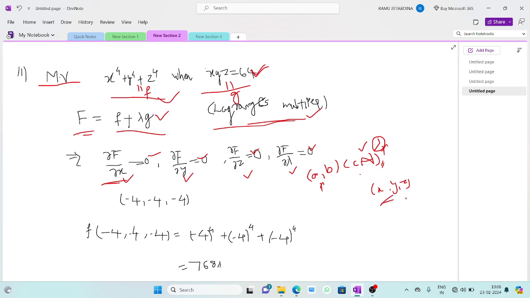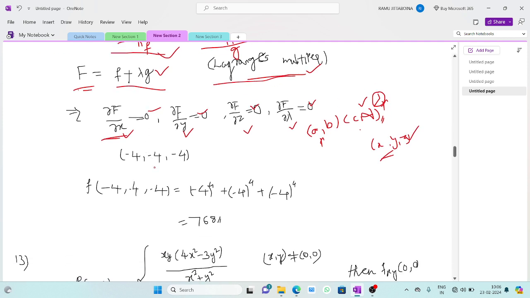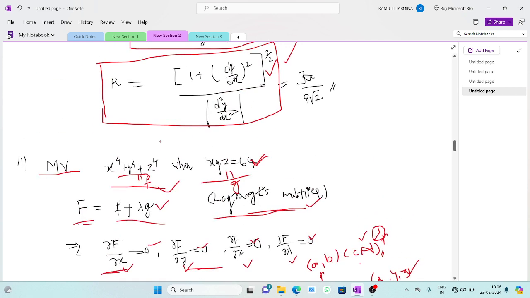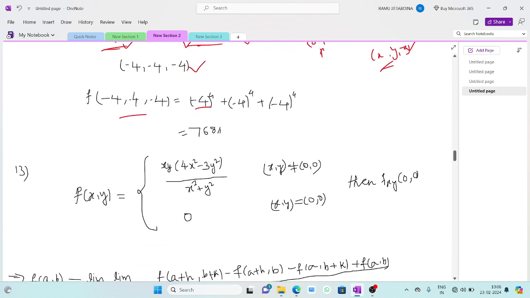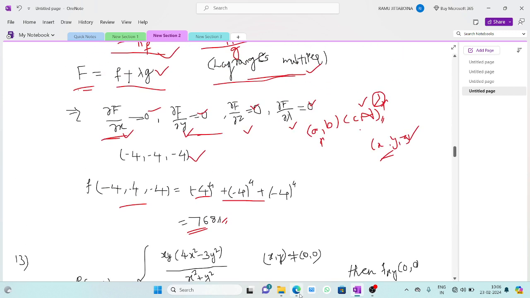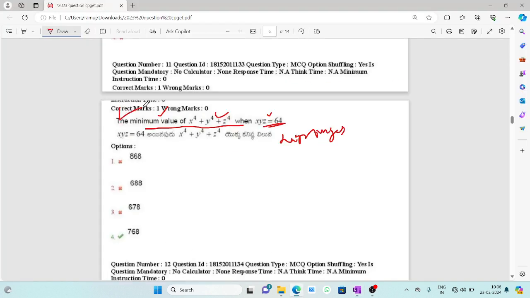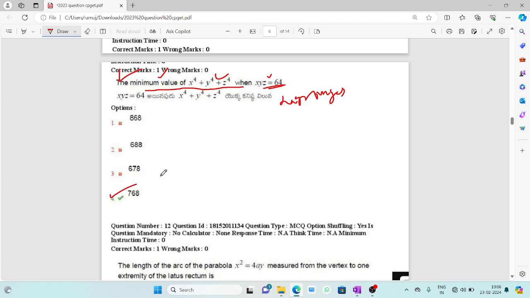After that, you just substitute the point inside of these functions. The calculation part is very high. I already tried. I get minus 4, minus 4, minus 4 here. If I substitute this point inside of the given function, I will get minus 4 power 4. Similarly, 3 times we will get it. If I add that one, I will get 768. So that is the minimum value of the given function. So that is the 768. I will get the correct option for this question.